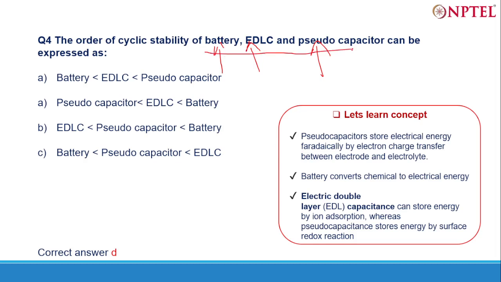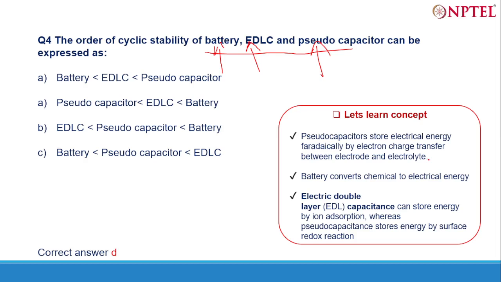So what are these first? A pseudocapacitor is actually pseudo. What is pseudo? Pseudo is something that behaves like a capacitor. Okay. A pseudocapacitor actually stores electrical energy faradically, with electron charge transfer between electrode and electrolyte. What is a battery? A battery basically stores energy in the form of chemical energy, and whenever there is a demand, there is a redox reaction going on and it releases electrical energy.